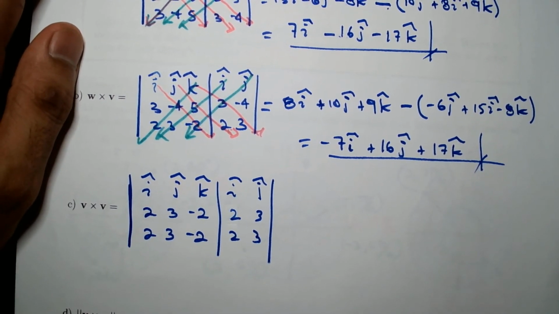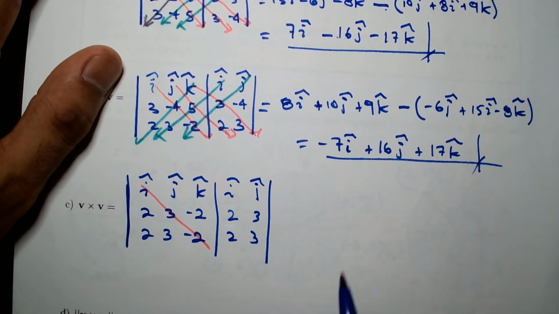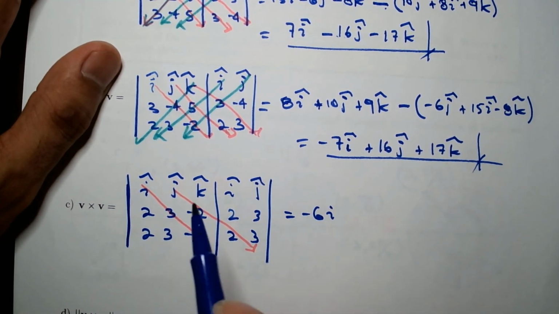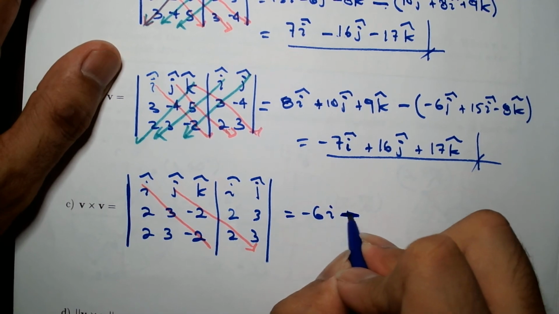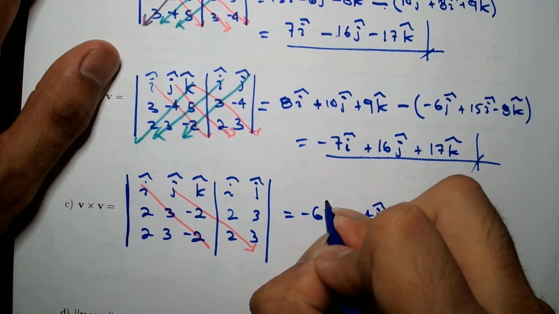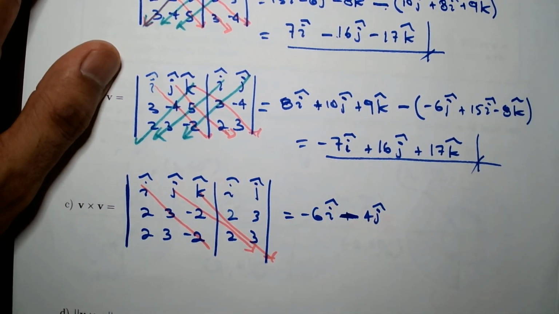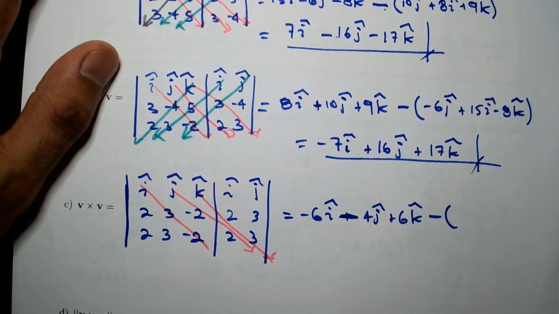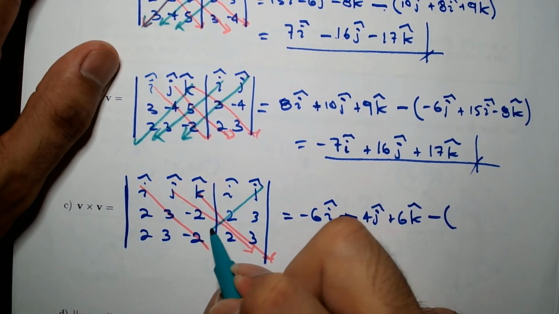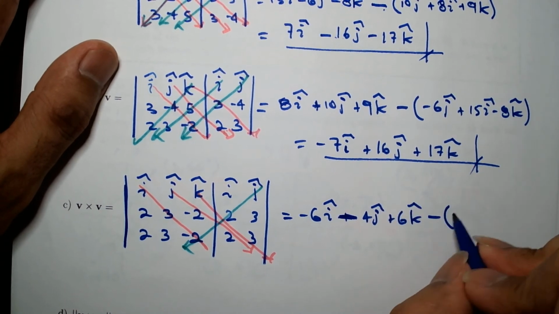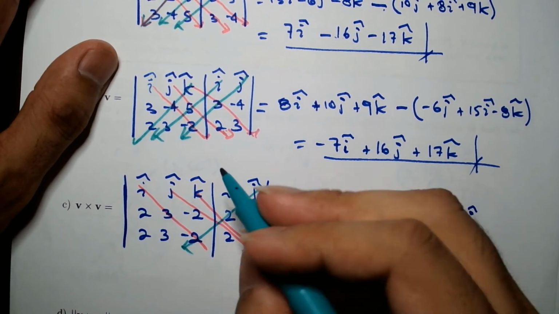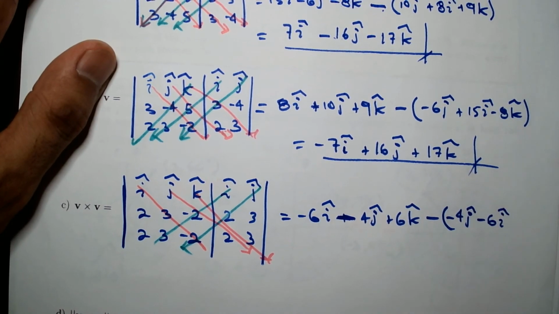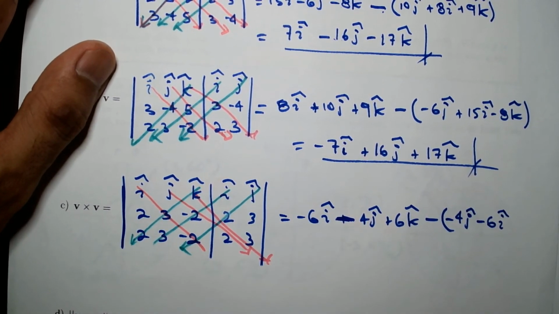So in this case, i times 3 times negative 2, that's going to give me a negative 6i, and then negative 2 times 2, that's a negative 4j, and then k times 2 times 3, that's a plus 6k. And then I'm going to subtract the products in the backwards diagonal direction. So 2 times negative 2 times j, that's negative 4j. i times negative 2 times negative 3, that's minus 6i. And k times 3 times 2, that's 6k.